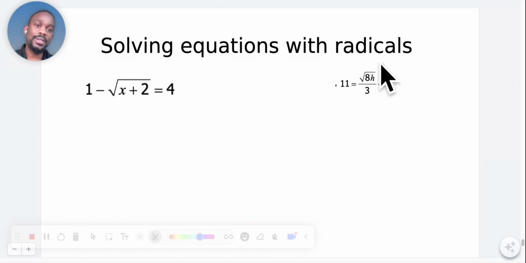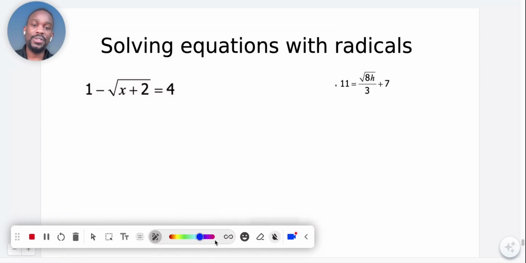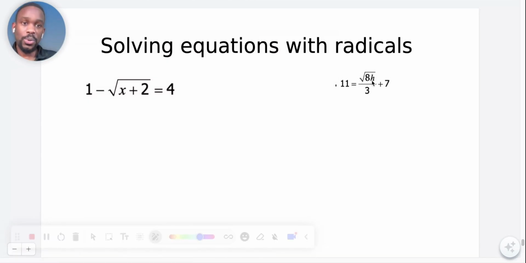So looking at this, again, we're going to follow our steps. And the first step is to isolate the root. So we need to leave this root on one side of the equation. So let's get rid of this plus 7 first. So minus 7 on both sides of the equation. I'll be left with 4 is equal to the root of 8h divided by 3.